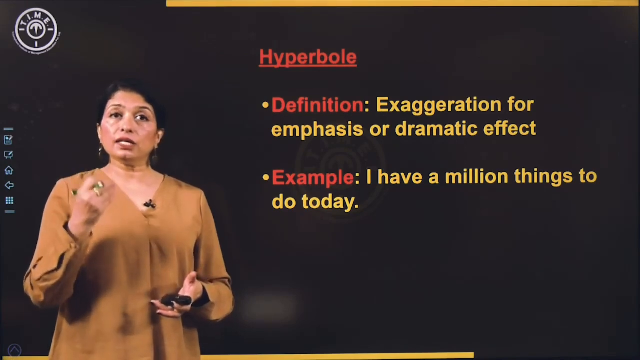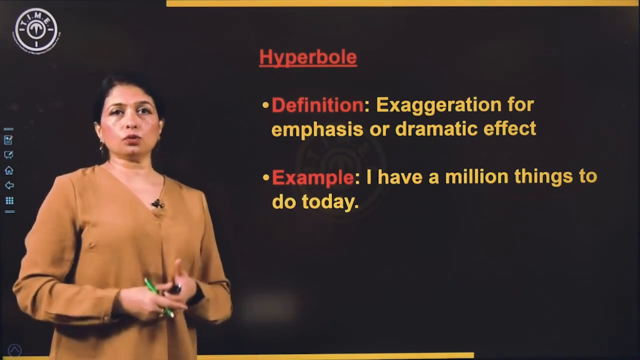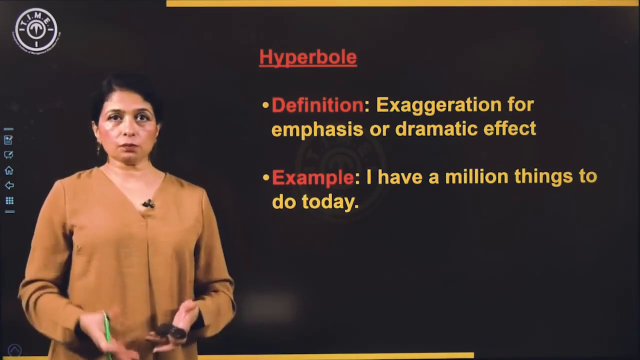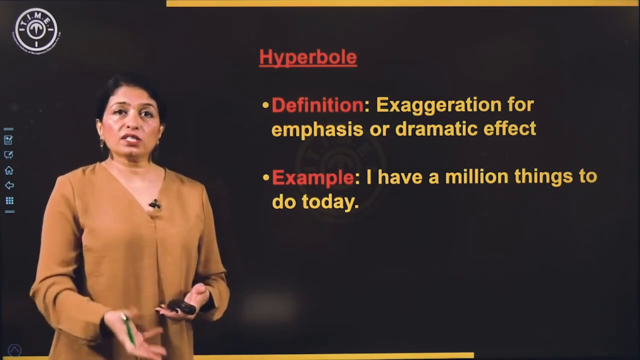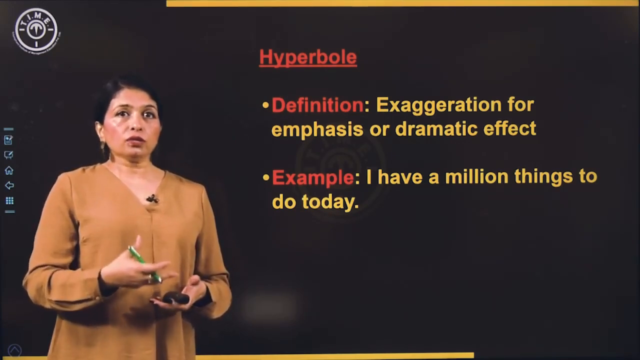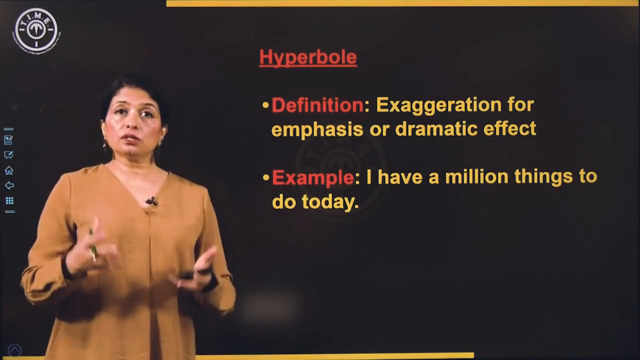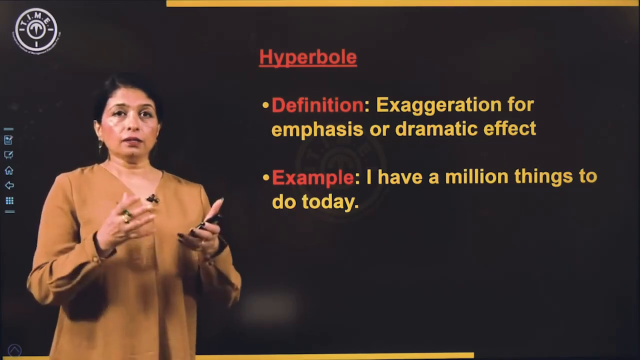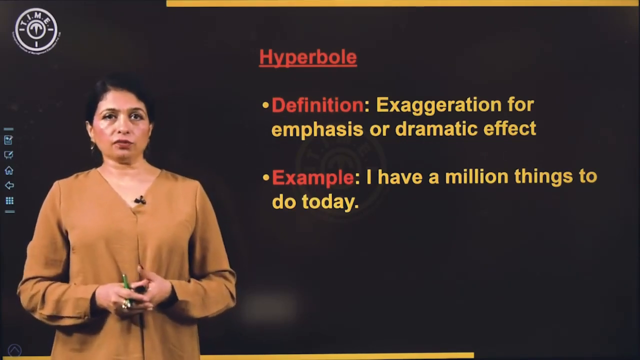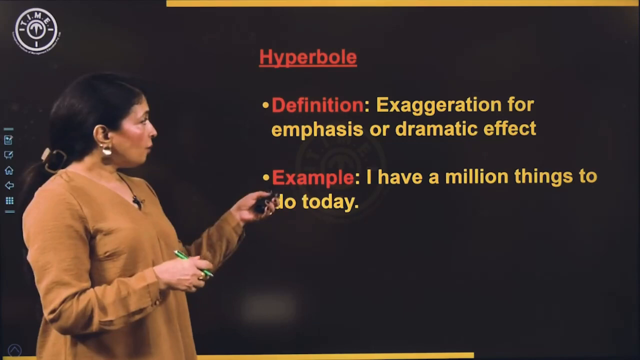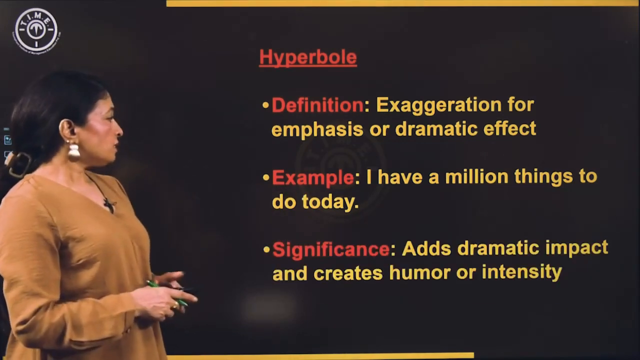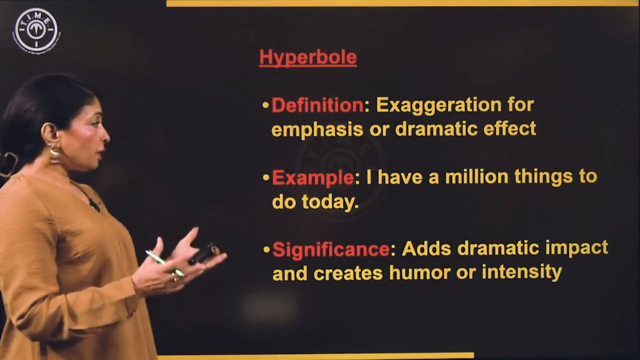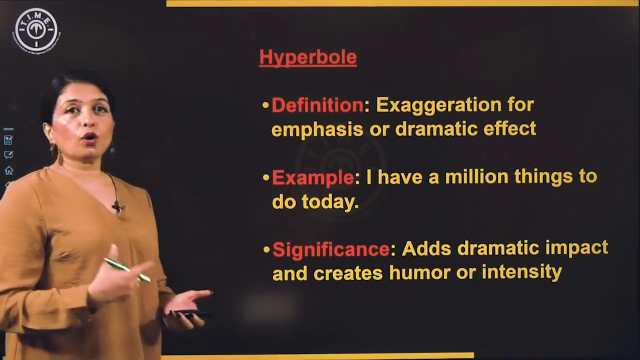Does it mean that literally this person has a million things to do? That's not humanly possible, especially in one day. But this is the author's way of exaggerating and trying to convey the fact that the person is really very, very busy and the day is filled with numerous activities. And this tells us that the figure of speech employed here is a hyperbole. The significance is that it adds dramatic impact and creates humor or intensity.